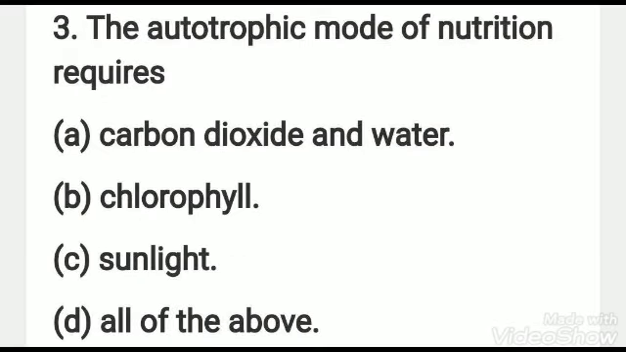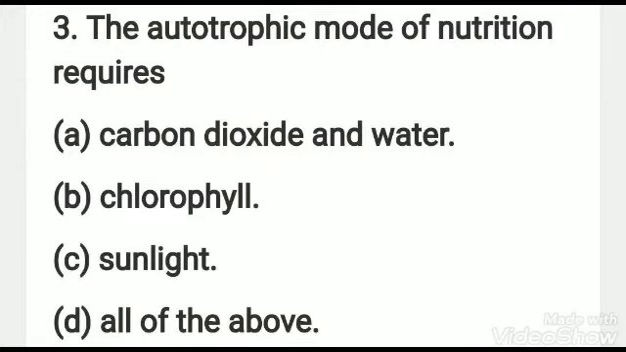The third question is, the autotrophic mode of nutrition requires A. Carbon dioxide and water, B. Chlorophyll, C. Sunlight or D. All of the above. Now we know that autotrophic mode of nutrition requires carbon dioxide, water, chlorophyll and sunlight for the preparation of food. So the answer would be D.